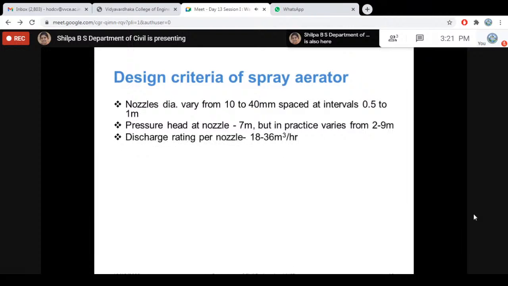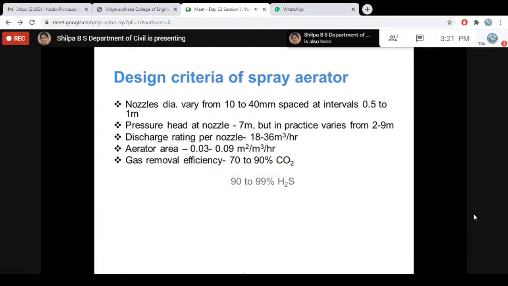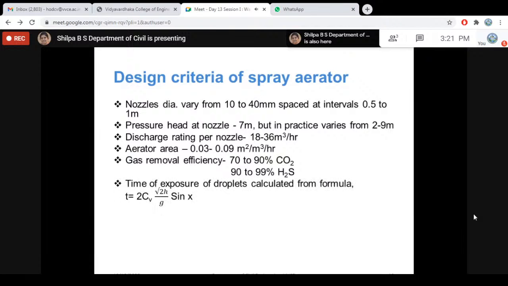The discharge rating per nozzle is around 18 to 36 meter cube per hour, and the aerator area will be about 0.03 to 0.09 meter square per meter cube per hour. The gas removal efficiency in this spray aerator is about 70 to 80% for carbon dioxide, and 90 to 99% hydrogen sulfide can be removed.